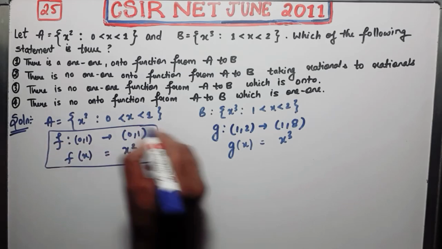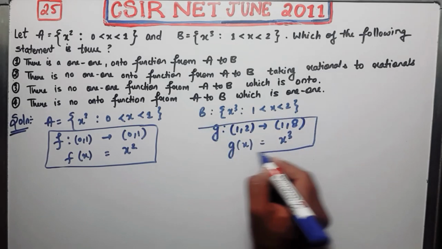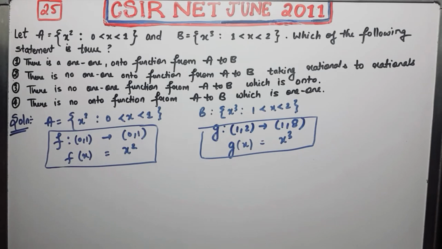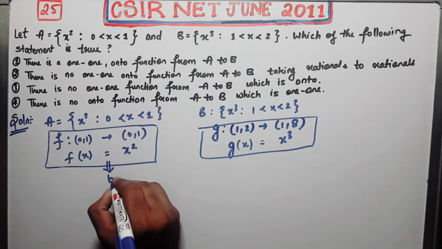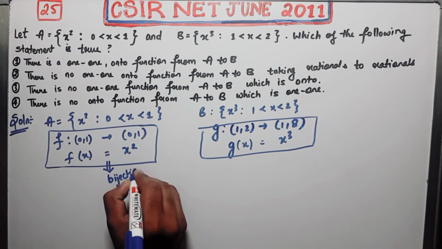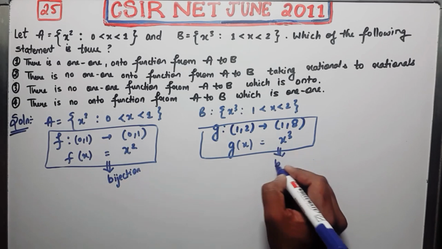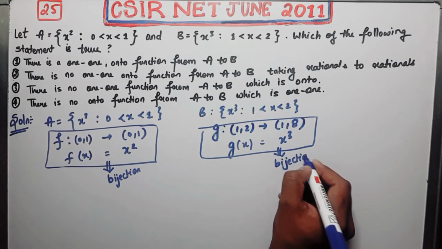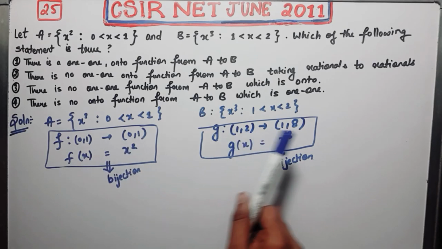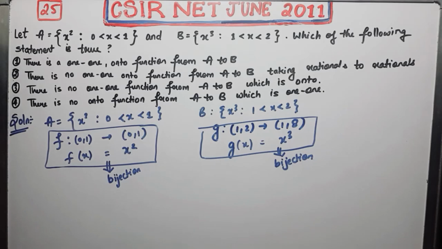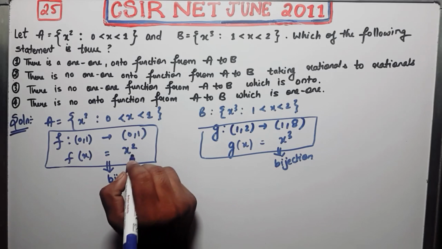So what is the important thing that you can notice from here? The important thing is that these maps are actually bijections. These maps are bijections between (0,1) and (0,1), and this one is between (1,2) and (1,8). You are getting my point? So this is a little bit of exercise for you. I'm not going to prove why they are bijections. This is what you can do yourself. You have to prove it yourself.